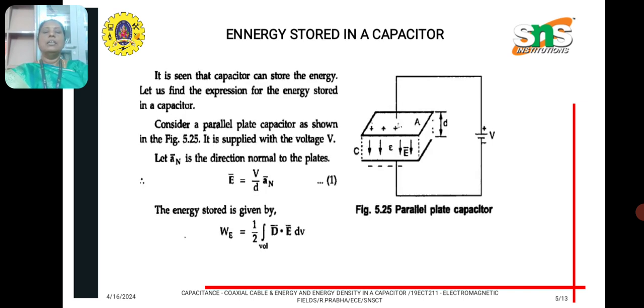Now, in order to find the energy stored in a capacitor, for example, we have taken a parallel plate capacitor having separation D between the parallel plates, and the area of the parallel plate is A, and a battery is connected with voltage V.